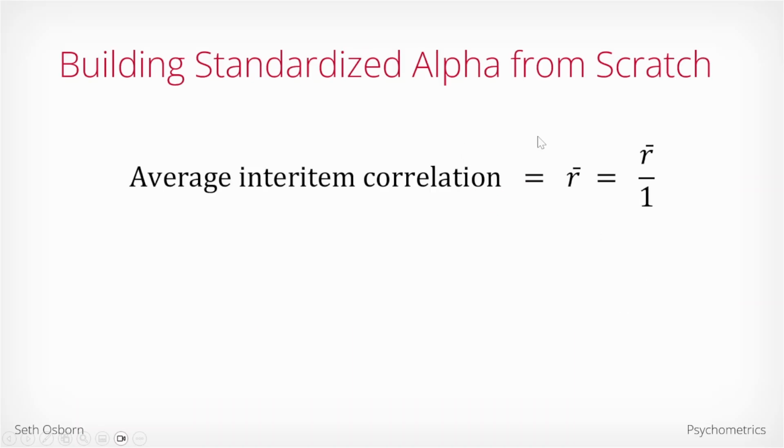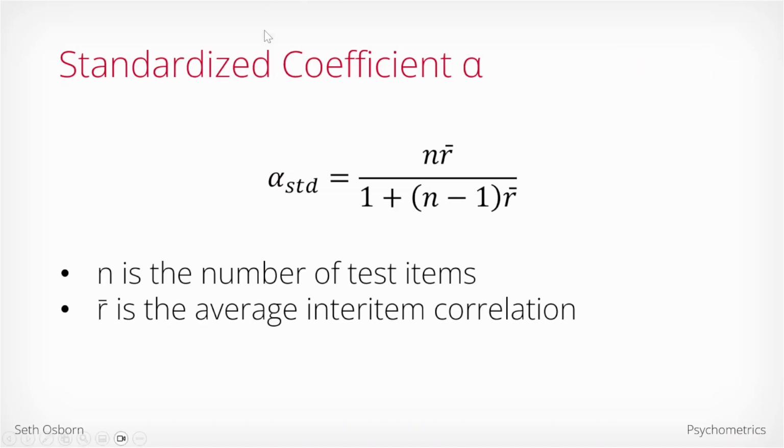Okay, now we're actually going to build this formula from scratch. We're going to start with the basic concept of the average inter-item correlation, and then build it up into the full version, which is standardized alpha. Sorry, I should have said before, this is the standardized version, which means if we were to convert all scores to z-scores, this is what the formula would become. Whereas the normal coefficient alpha is in raw units, not standardized. But we'll come back to that, and I'll draw the connection in a minute.